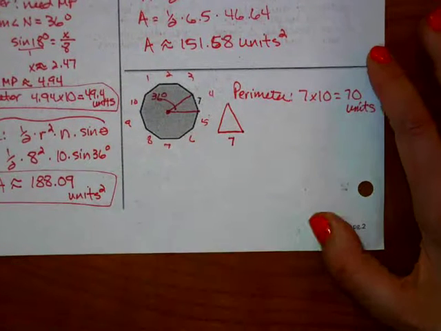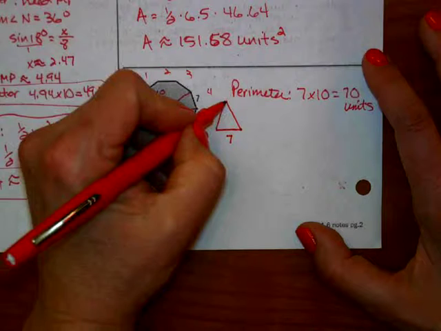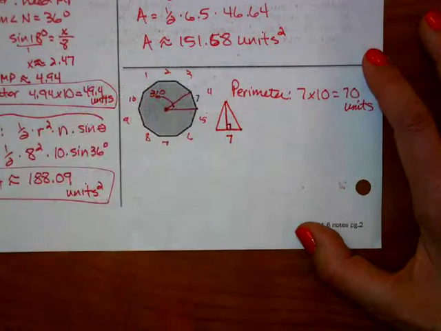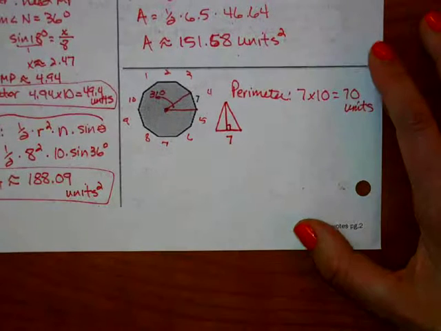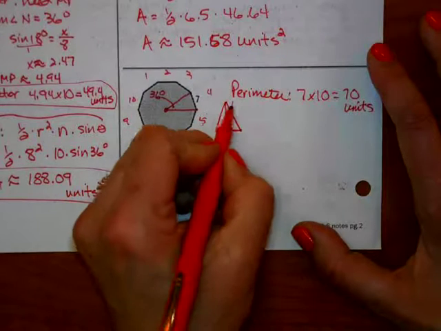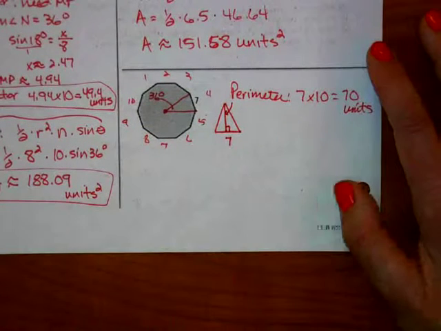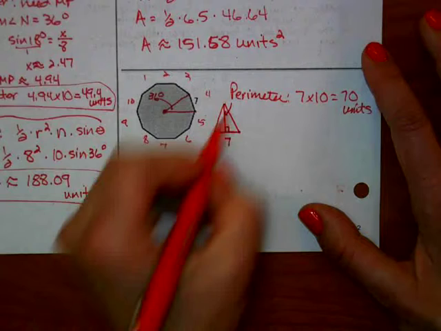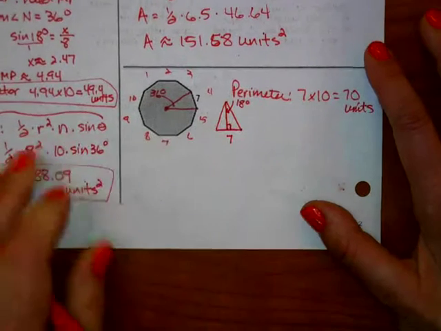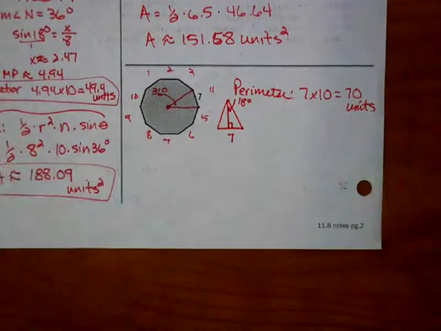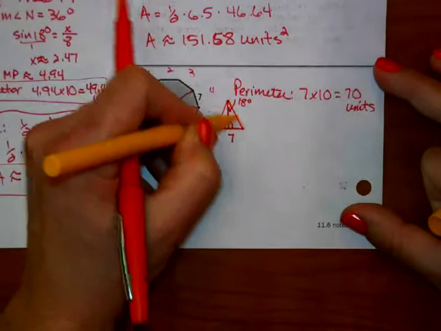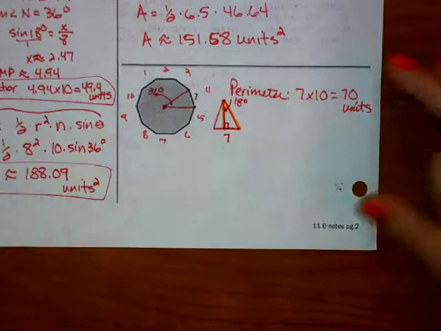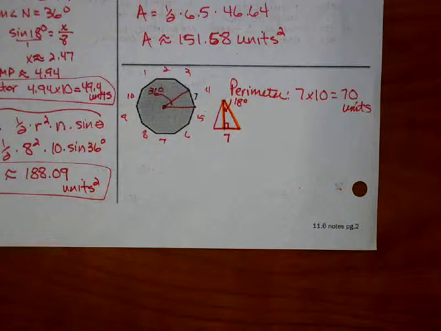I know this side is 7. If I draw the height there, that's my apothem. But then this angle right here would be half of 36, which is what? 18. So I'm working with this right triangle right here. Okay?